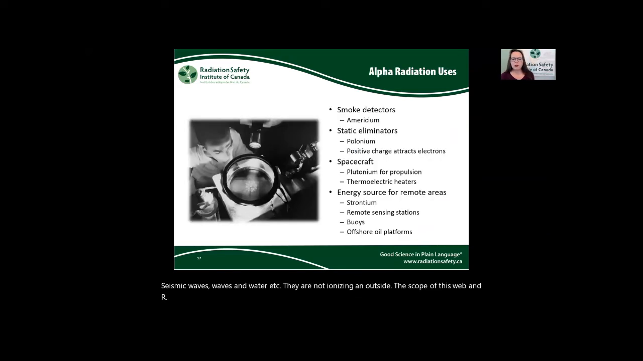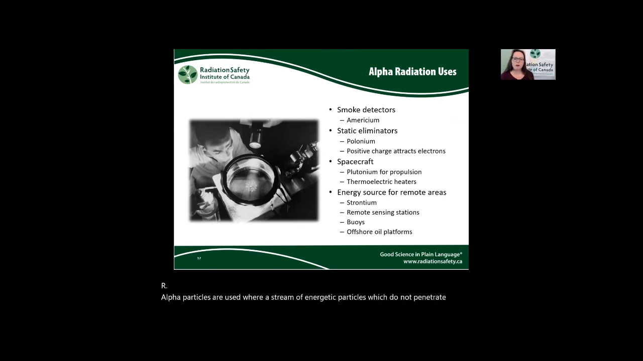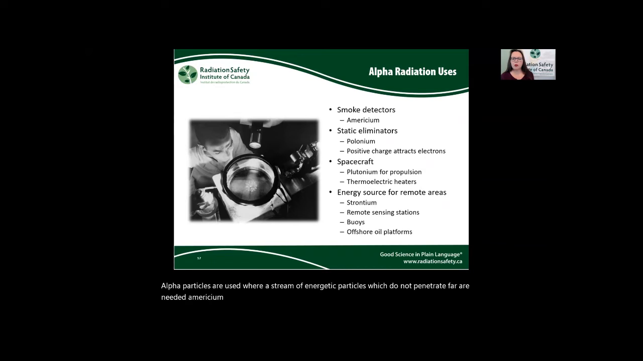Alpha particles are used where a stream of energetic particles which do not penetrate far are needed. Americium-241 is commonly used in smoke detectors. Polonium-210 is used as a source of positive charge to attract negatively charged particles from the air in static eliminators.